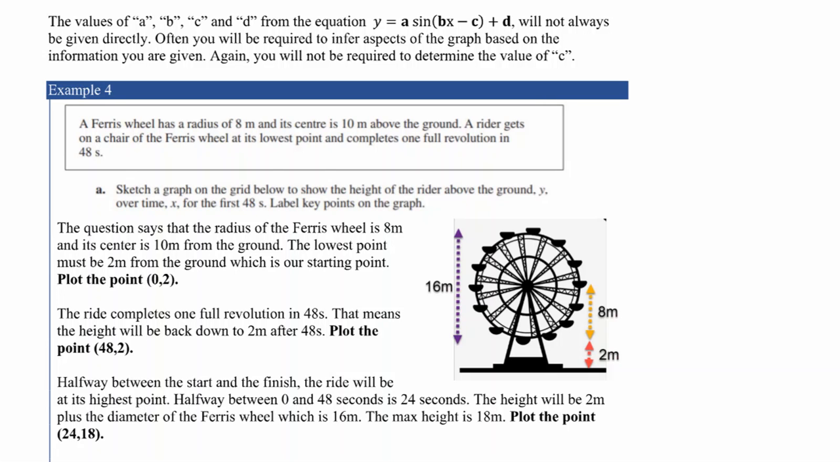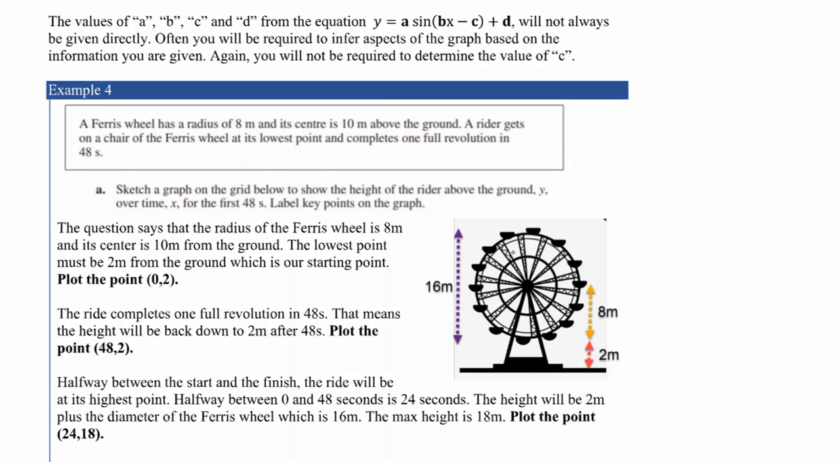So in this question, it says a Ferris wheel has a radius of 8 meters and its center is 10 meters above the ground. A rider gets on a chair on the Ferris wheel at its lowest point and completes one full revolution in 48 seconds. So now, what would be helpful? They never actually gave us this picture. I just added this after.